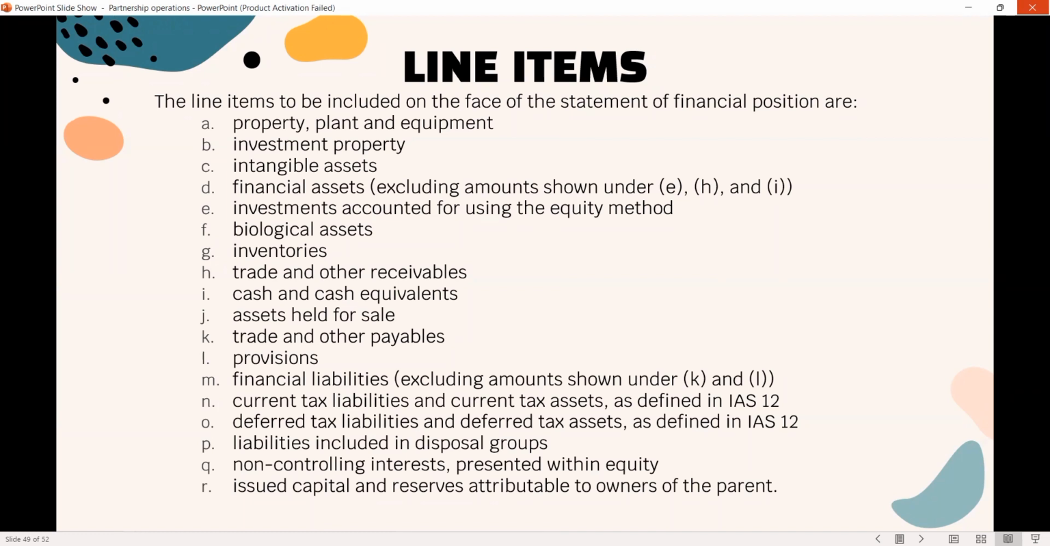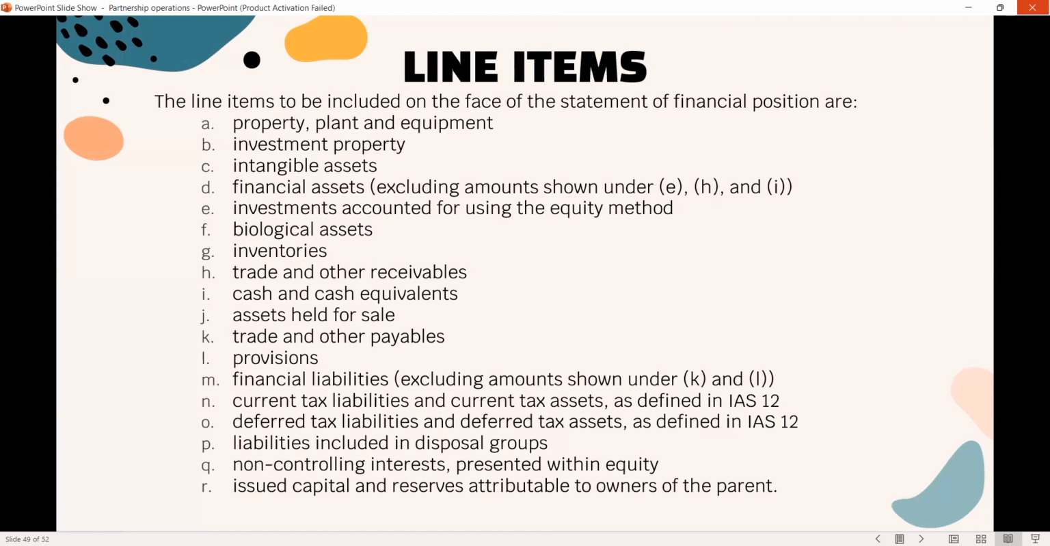For investment property naman, those are investment in associates. Nilagay siya sa investment property. Yung intangible assets, nandoon yung goodwill, copyright, patent, those are intangible assets. Next is the financial assets, excluding amount shown under H, E, H, and letter I, excluding yung amount ng investment accounted for using the equity method, letter H, trade and other receivables, and letter I, cash and cash equivalents. May sariling line item yung mga yan.